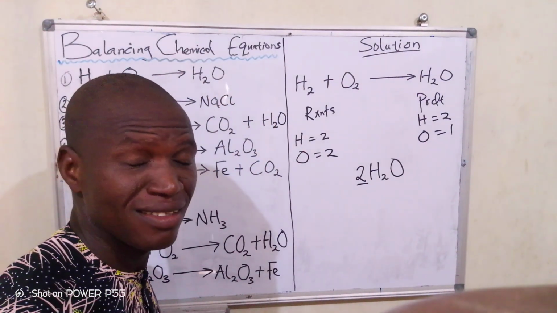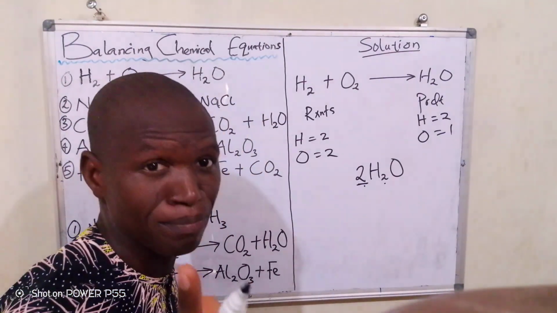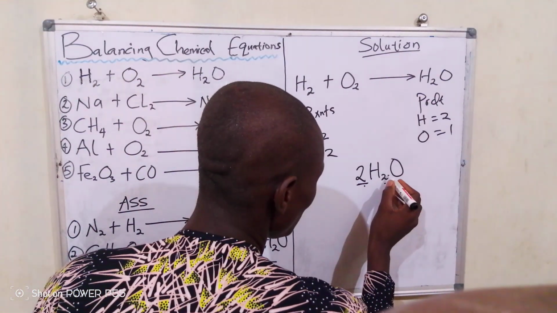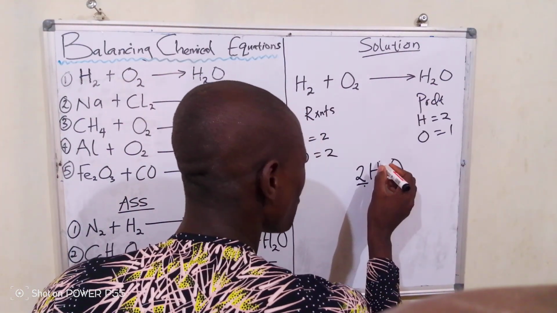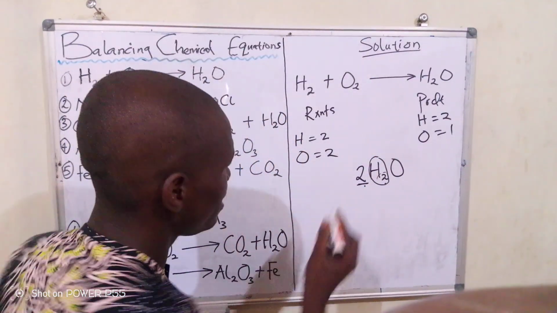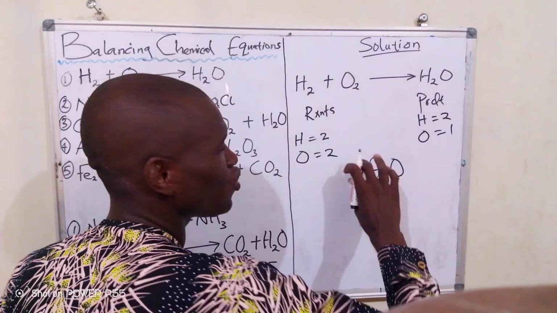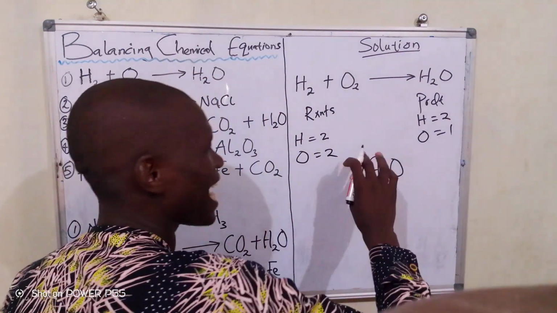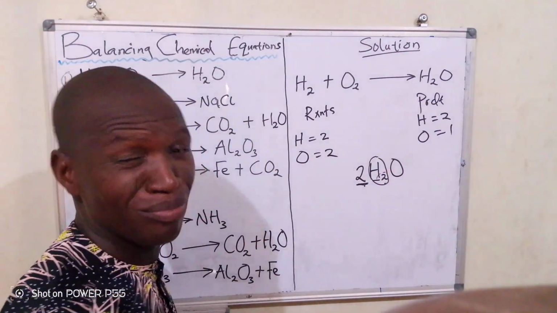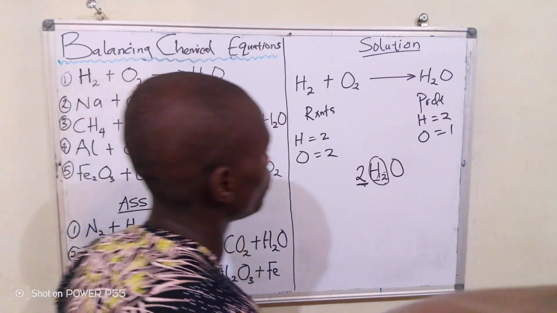Please get this. These terms are very important. Coefficient and subscript are not the same, and each has its own role. For example, in this case, this subscript is for hydrogen only. Meanwhile, this coefficient is both for hydrogen and oxygen. That's why it is written in front, to say I am for both hydrogen and oxygen in that compound. Please note the difference between the two. If that is taken, let's continue.